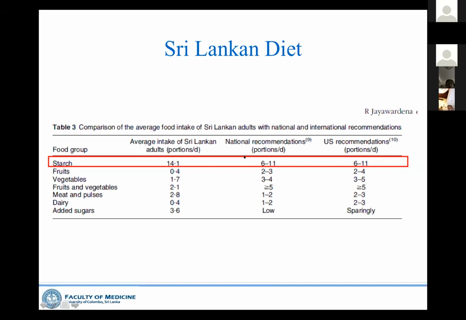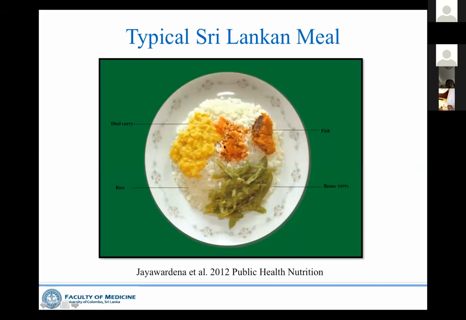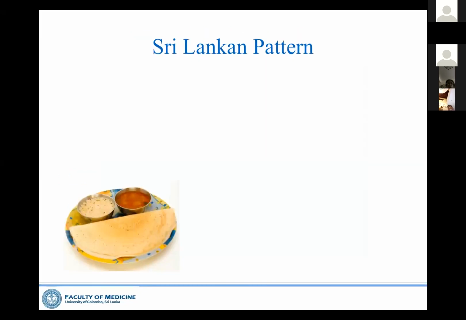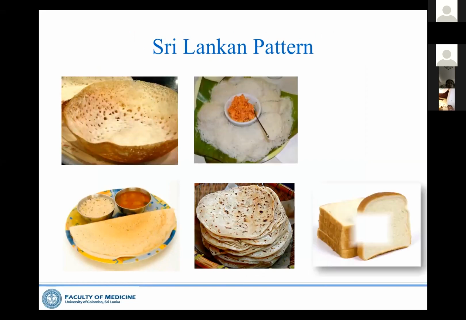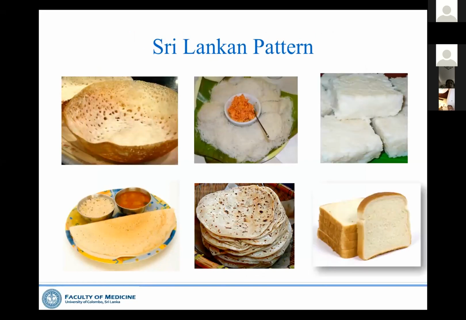Why is that? Because all these rice plates are like this. It's full of rice and a little amount of vegetables and probably other curries, dal curry or a piece of fish or something. So we consume less vegetable and less protein and more starch. And all other common dishes like thosai, rotis, hoppers, string hoppers, bread, milk rice, everything is carbohydrate. In this country, main foods are all carbohydrate.